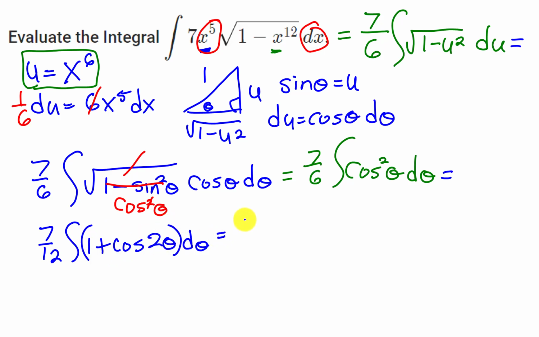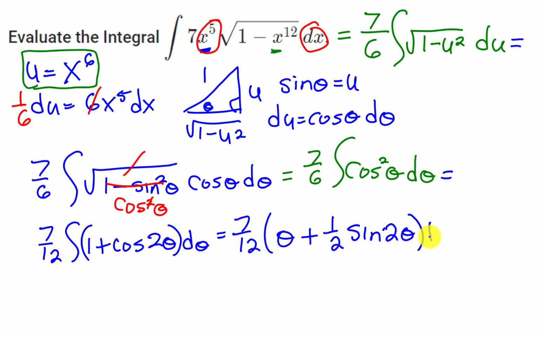All right, let's go ahead and do the integration. So I've got 7/12 theta plus 1/2 sine 2 theta plus a constant. Now I'm ready to get it back in terms of u and then back in terms of x. So first of all, sine 2 theta, I'm going to replace that with 2 sine theta cosine theta, the double angle identity, because my triangle will tell me what theta is, not 2 theta. The 2 and the half will cancel.